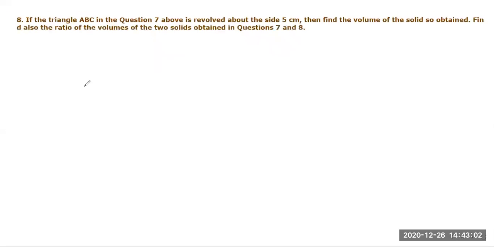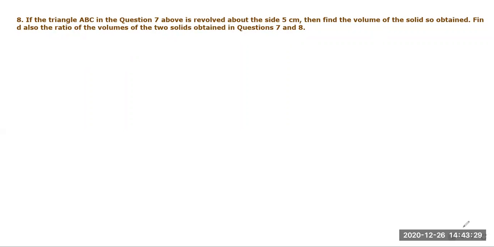All right, students. Now we do 8 sum. If the triangle ABC in question 7 is revolved around the side 5 centimeter, we want to revolve the same triangle about side 5 centimeter. Find the volume of the solid so obtained. Find also the ratio of volumes of two solids obtained in question 7 and 8. So we will go back to this.